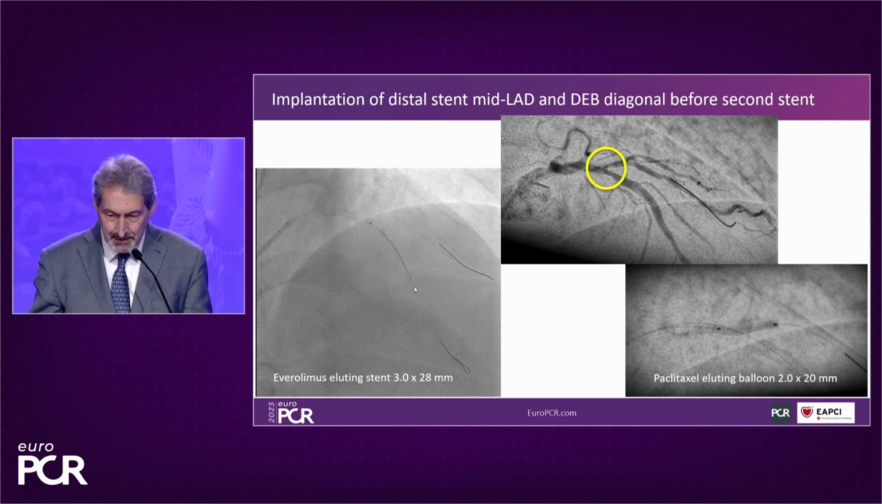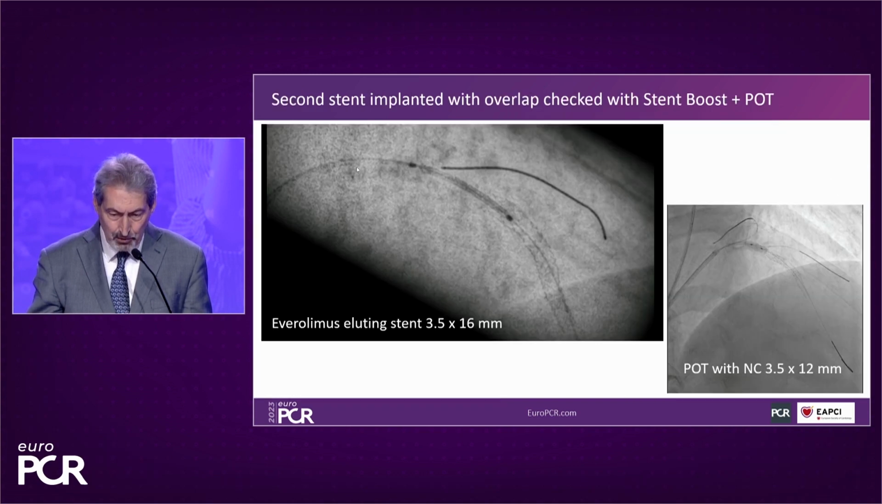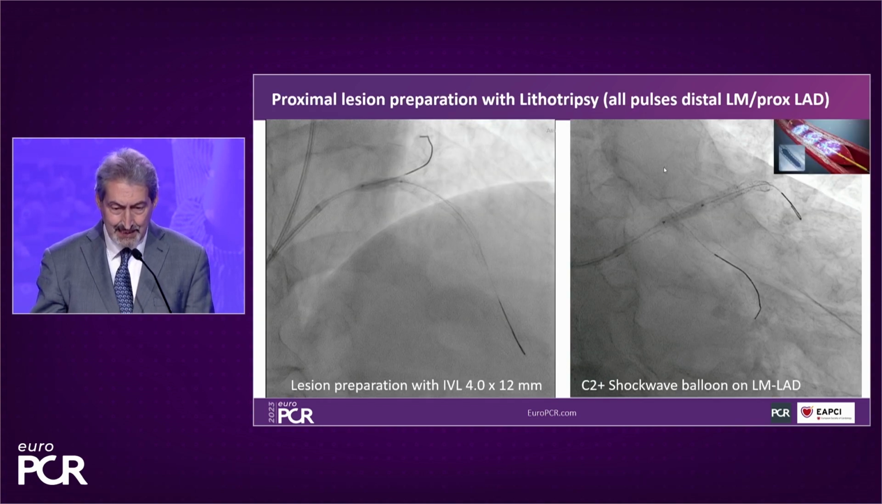28 millimeter distal stent. Once you have implanted them, you have to deal with this bifurcation we did with the drug-eluting balloon. Then you implant a more proximal stent helped by the stent boost with minimal overlapping. Then you do your POT. In fact, we had to do, I don't show, another 2 millimeter balloon to optimize the result on this diagonal, but after that it stayed very well.